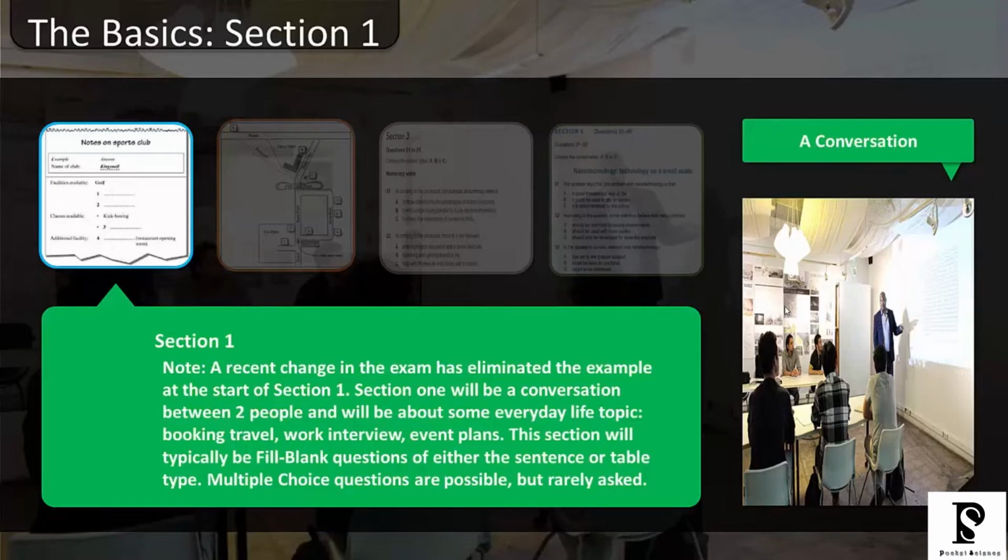That's my belief. Now, section number 1 will be a conversation between 2 people, and it will be on some everyday life topic: booking, working, event plans. Typically, it will be a fill the blank question. However, it is possible for you to receive some simple multiple choice type of questions also.